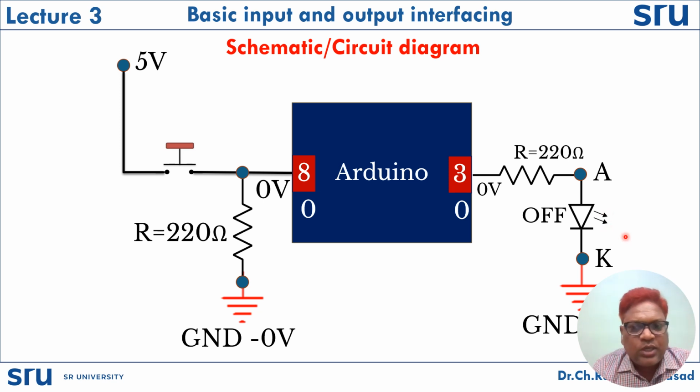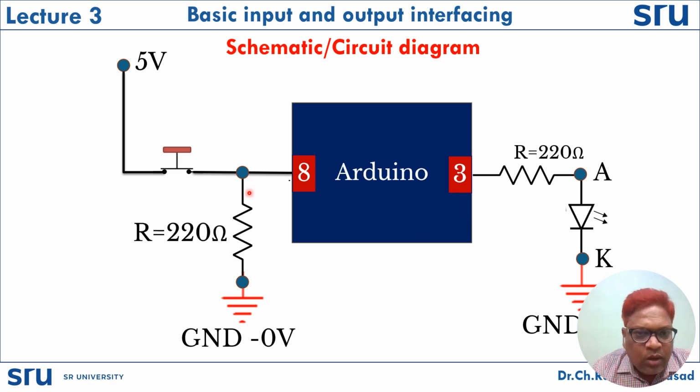And next we need to consider the other case, the on state. That means the switch is pressed. When the switch is pressed, now you can see here the current is moving in this direction, but there is a resistance.